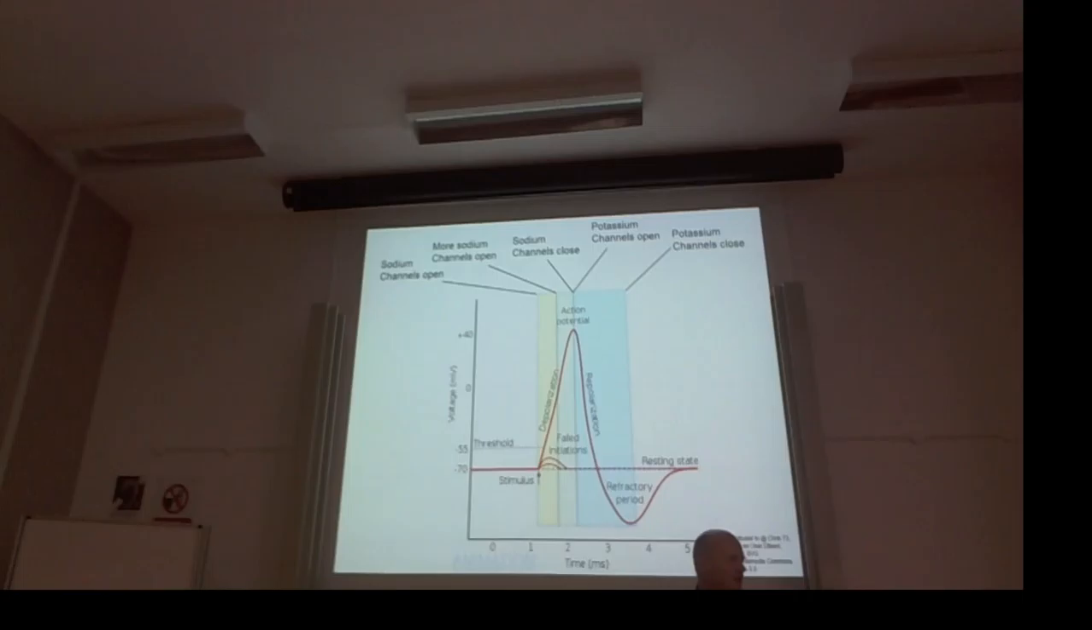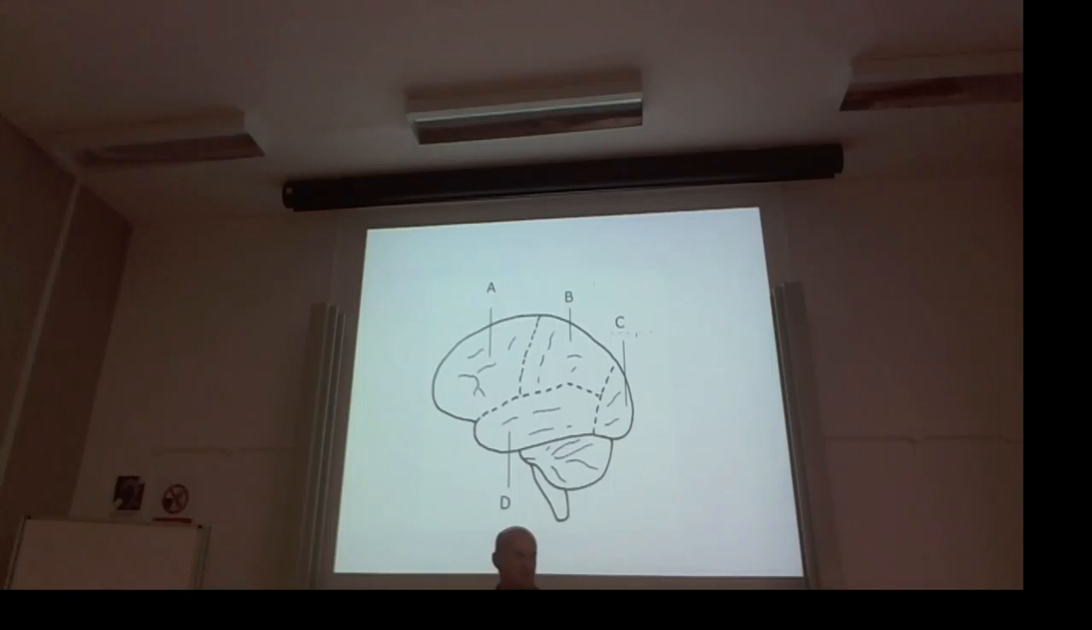Now you can shout this one out. What is the name of the lobe that is labelled A? Frontal, very good. What is the name of the lobe that is labelled B? Parietal, very good. I have to do it as well, just to remind myself. What's the lobe that is labelled C? Occipital, excellent. And D? Temporal, brilliant. Okay, so I'm just revising a little bit of what you should have learnt already. This is what we're going to be doing today.